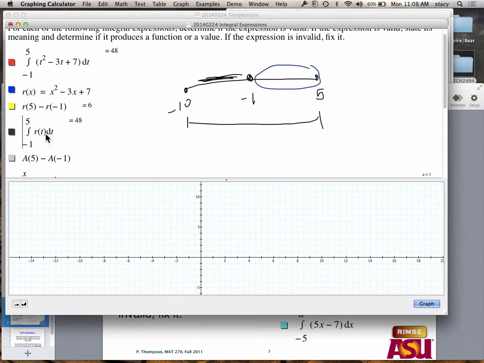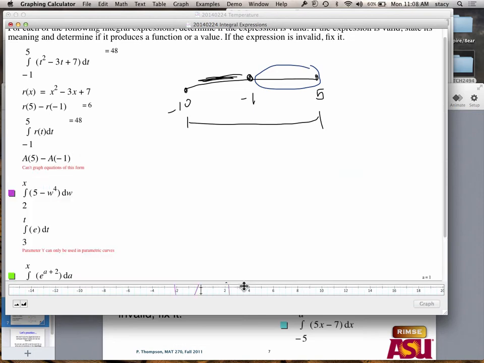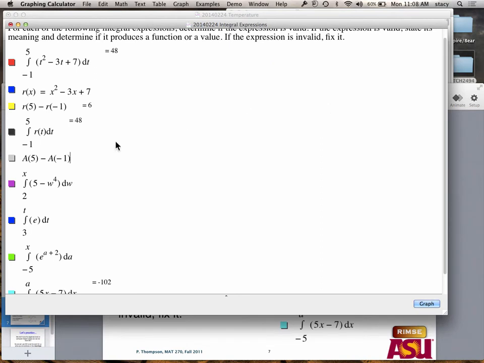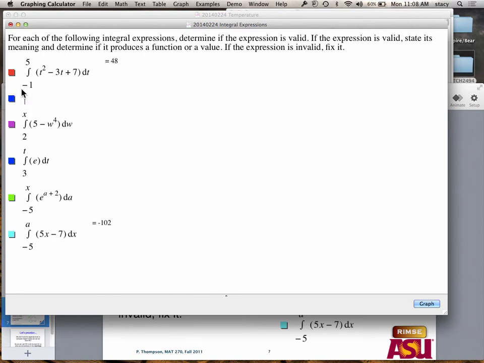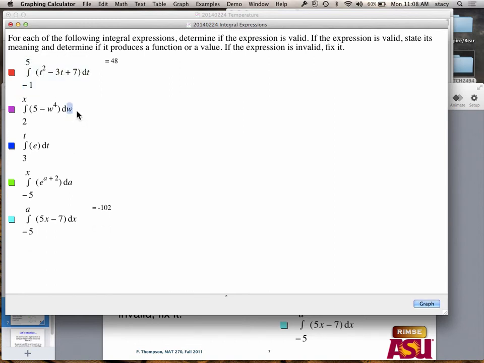Now if I erase C. Okay. So let's move forward. So then we fixed this guy. What about this guy? The third one.